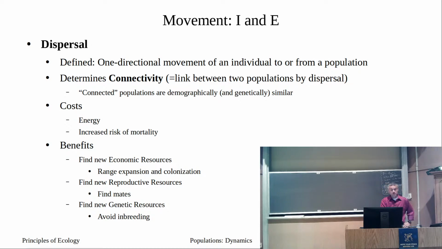Dispersal determines our connectivity. And I know we've already talked about connectivity, but I went ahead and defined it again here just as a reminder. Connectivity is that link between 2 populations by dispersal. And we talked about how connected populations are demographically and genetically similar to each other. Why is that? It's because of dispersal. Because we have individuals moving their genes into those new populations. You have gene flow that homogenizes it.